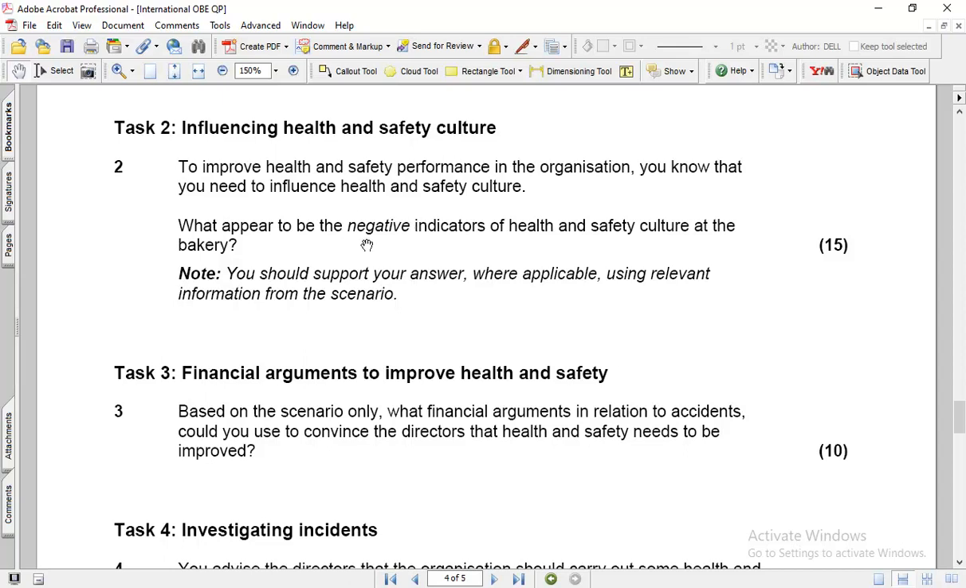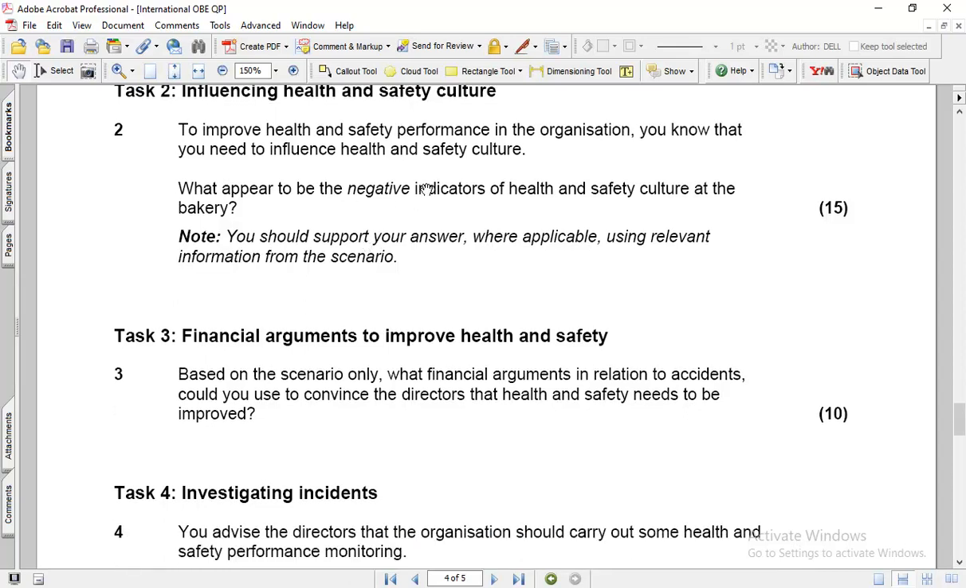Here we have to mention the negative indicators of health and safety culture that exists in the bakery organization. It's a very simple one. We should provide 15 to 17 information regarding the health and safety culture that exists in the bakery.